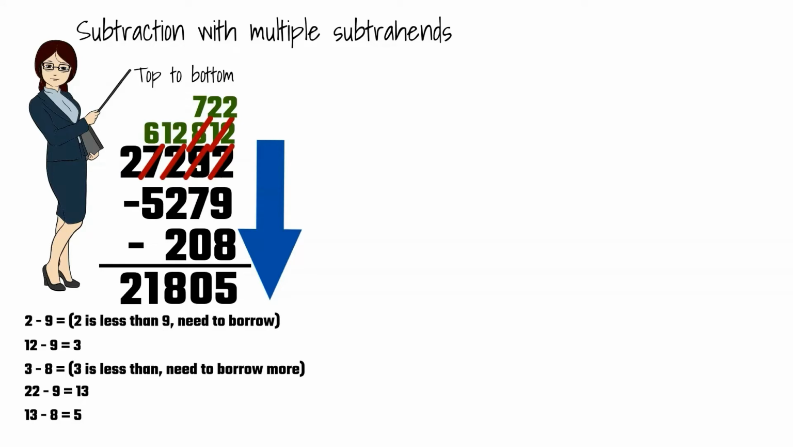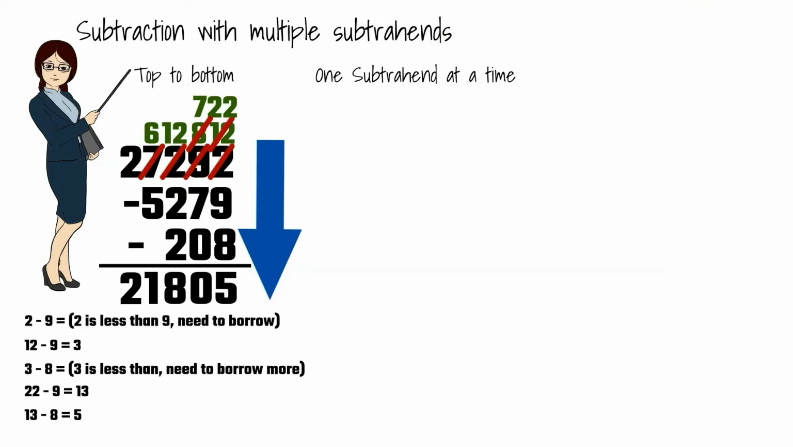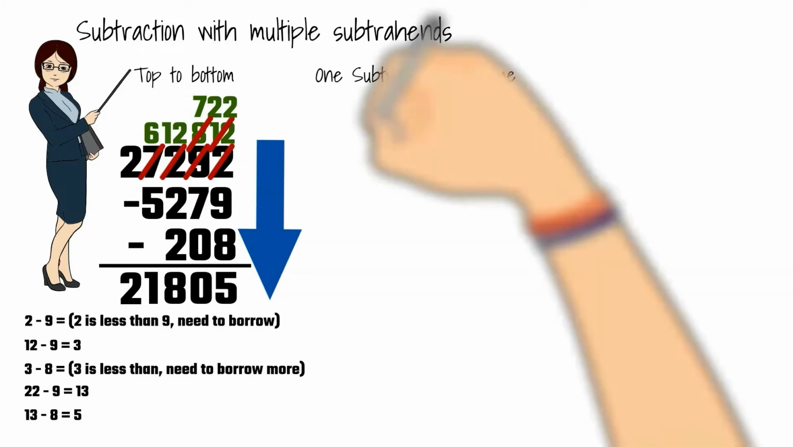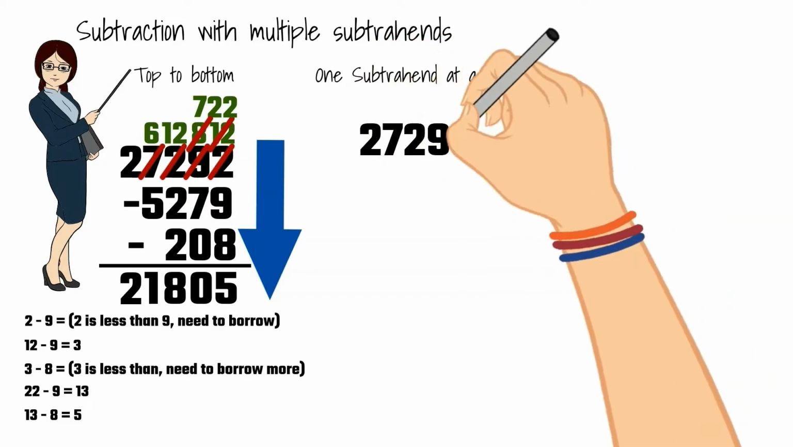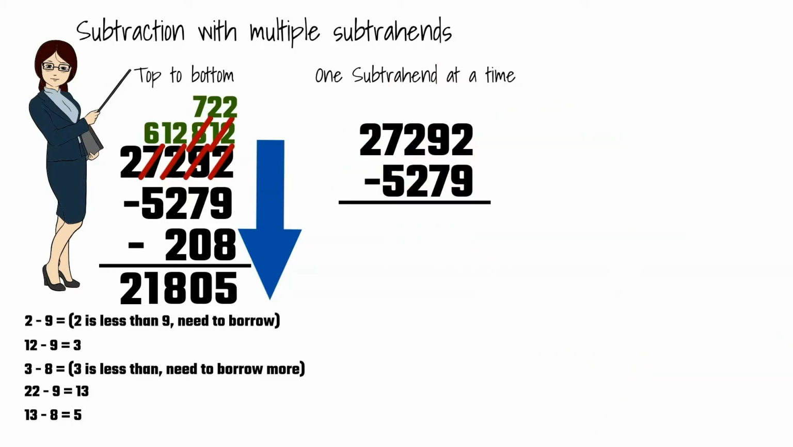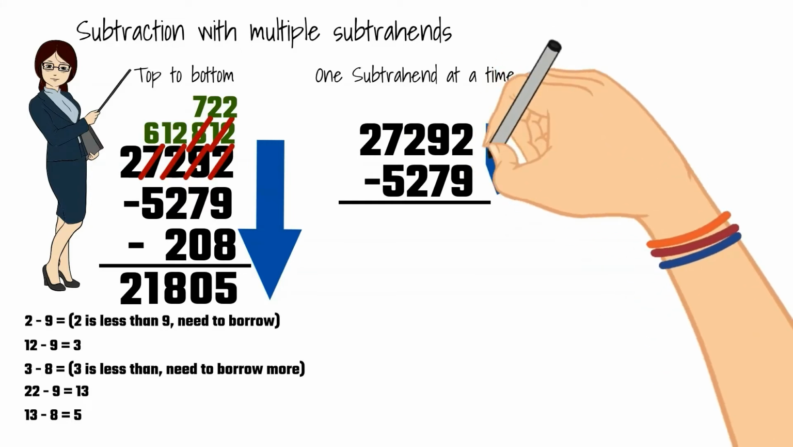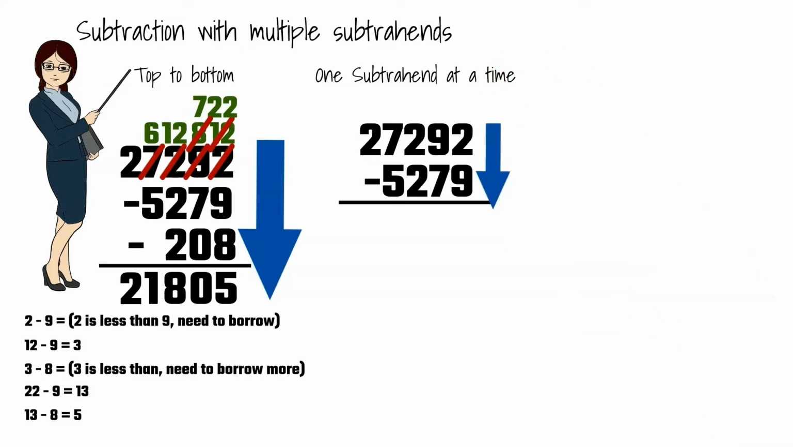Another method is by performing the subtraction one subtrahend at a time. This means we can take the difference of the minuend and one of the subtrahends first. Their difference then becomes the new minuend and the other subtrahend is subtracted from it. In the given example, we can perform 27,292 minus 5,279 first. Again, we can write the expression vertically. Again, the digits of the numbers should align vertically and accordingly to their place value.